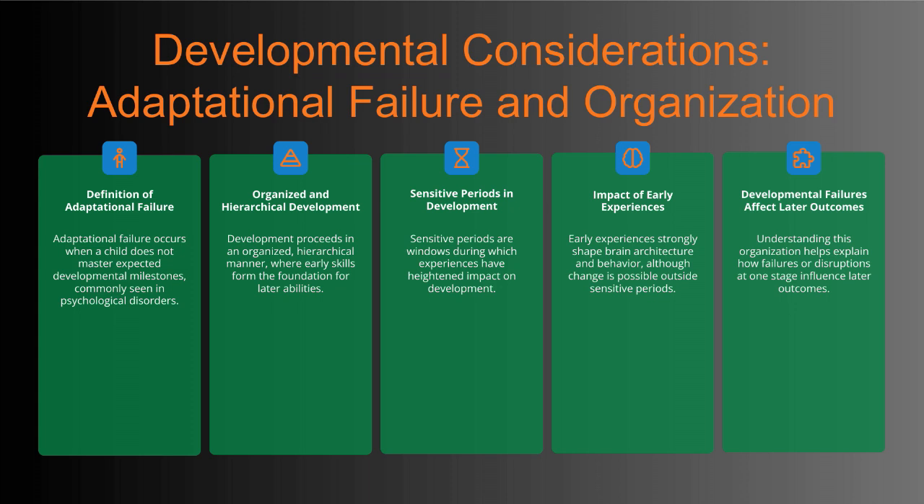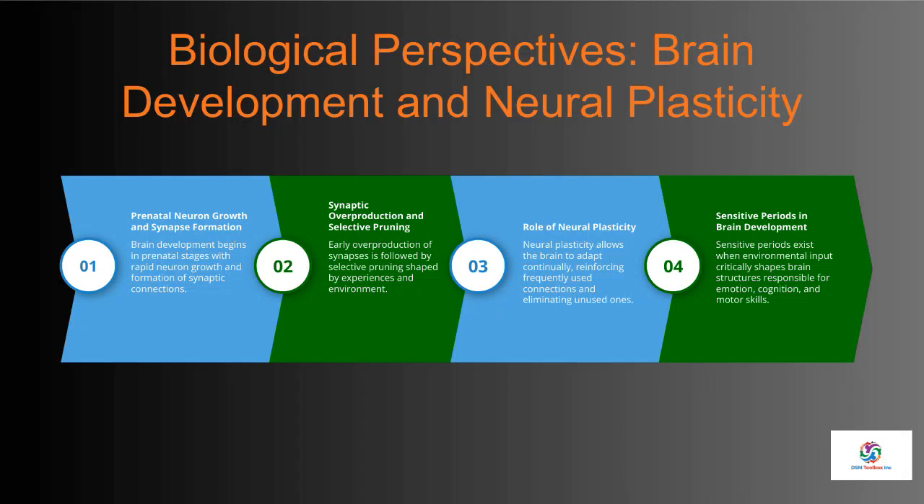Brain development actually starts before we're even born, with a rapid growth of neurons and the formation of countless synaptic connections. Early on, the brain produces more synapses than it ultimately needs, and this surplus is then trimmed down through a process called selective pruning.